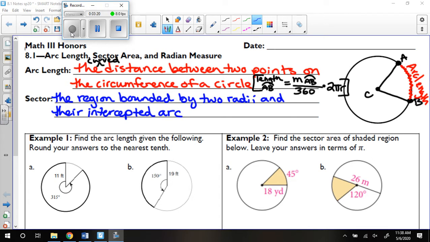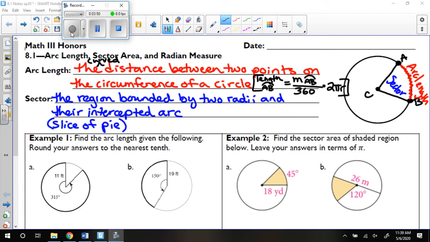So in my picture, I like to think of a sector kind of like a slice of pie or pizza, however you want to think about it. So like I said, in the picture, this would be our sector. It's this area inside of my angle and between the angle and the arc.